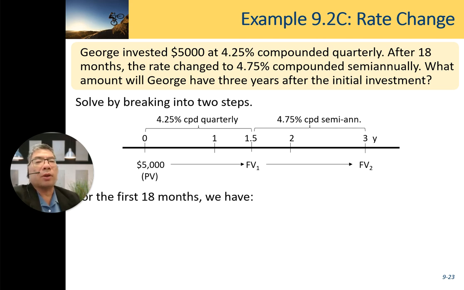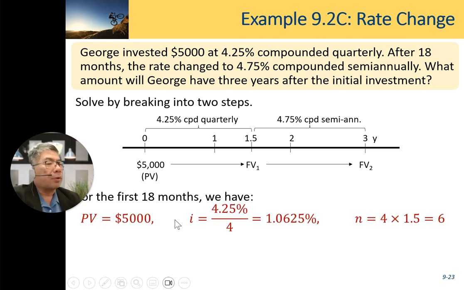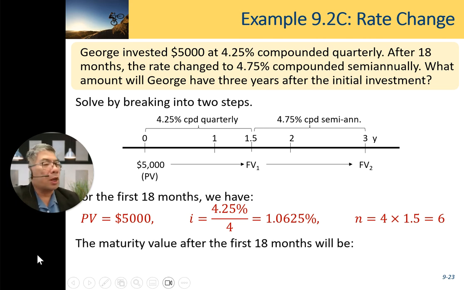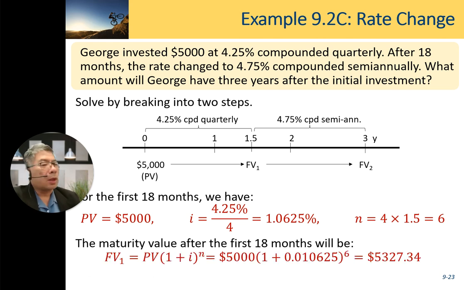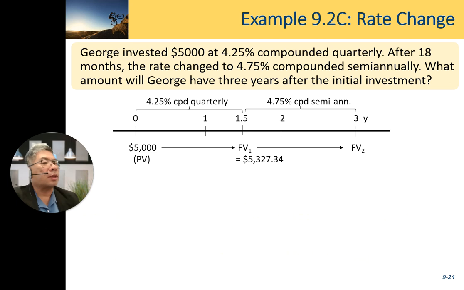So there's two components. For the first 18 months, we have the following: 5,000, I equals 4.25% divided by 4 equals 1.0625%, n equals 4 times 1.5 equals 6. For the second portion, the maturity after 18 months will be, plug in the numbers, 5,000. Plug in the numbers, you get 5327.34. Okay, that's how you get this.